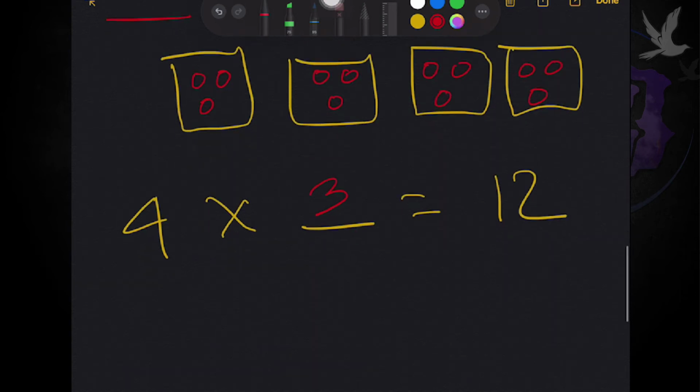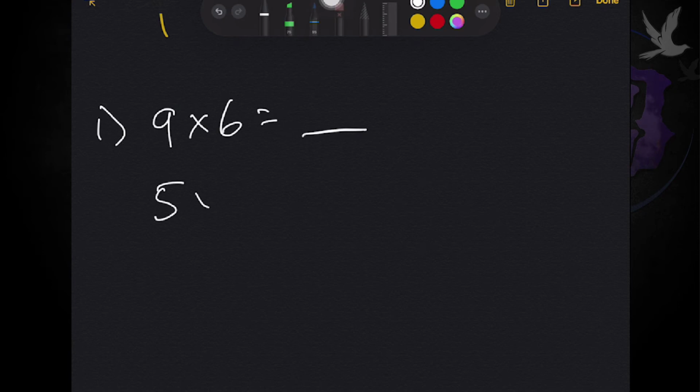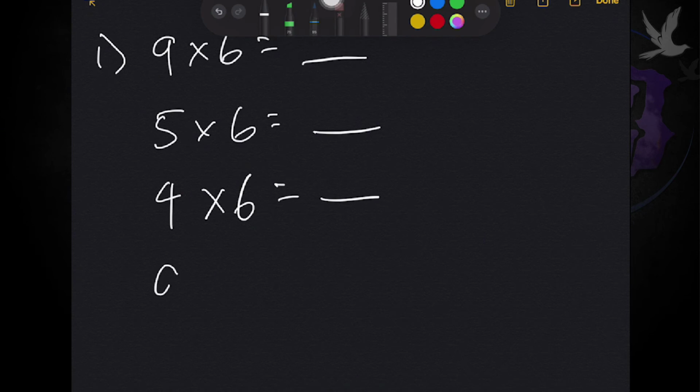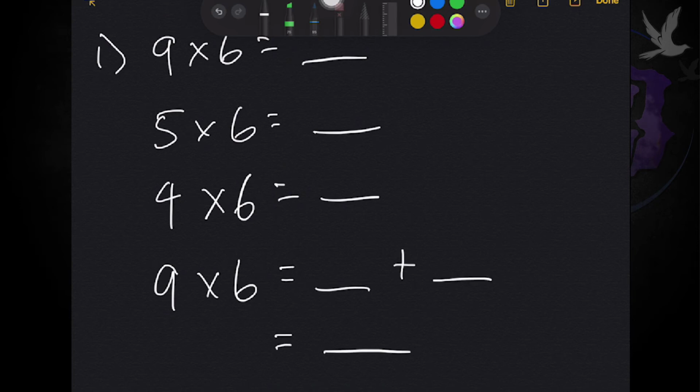Okay, for your page 66, you have a certain activity there na medyo mahirap intindihin. I mean, it's easy, but the logic is medyo malabo for you, especially for you sa mga kids, no? So let's say for number 1, I will help you with that. We have 9 times 6 equals blank. It has 5 times 6 equals blank. 4 times 6 equals blank. And therefore, again, rewriting 9 times 6 equals blank plus blank, which will give you your final answer. Okay?